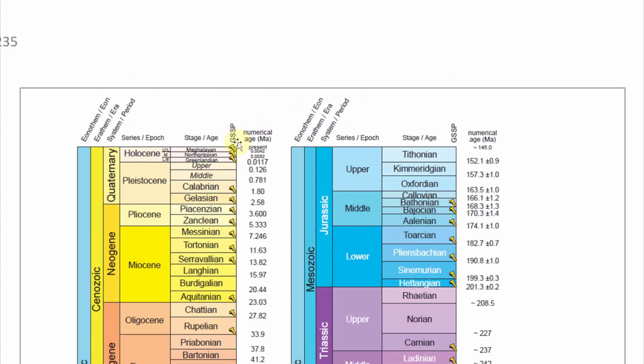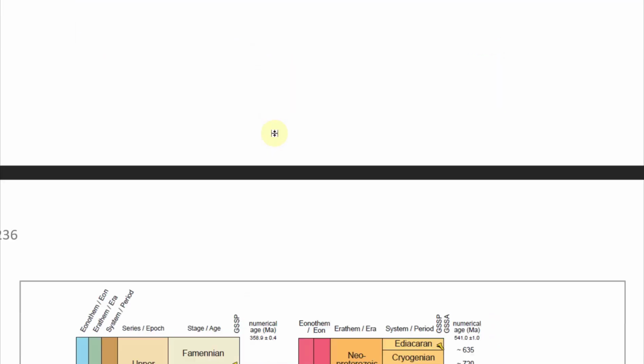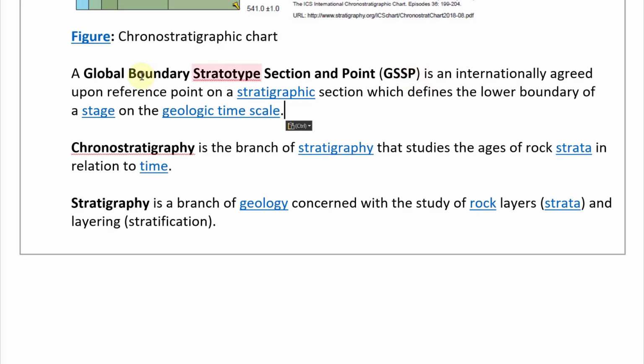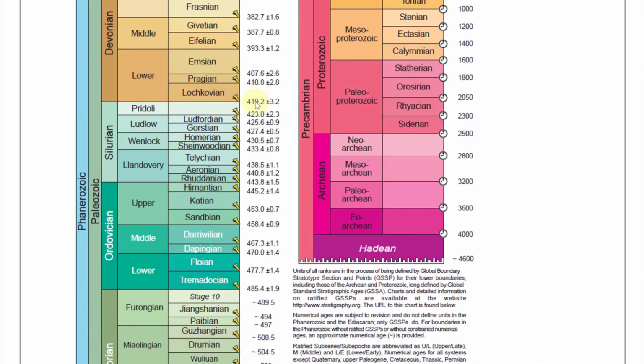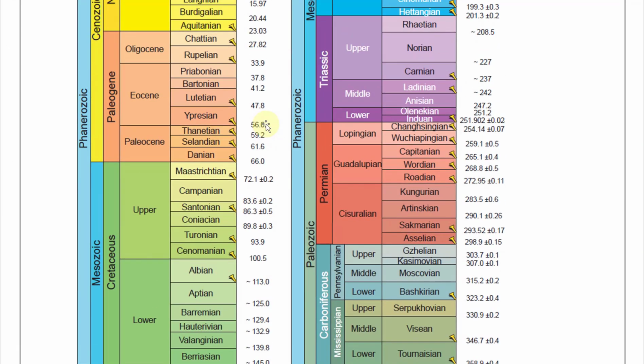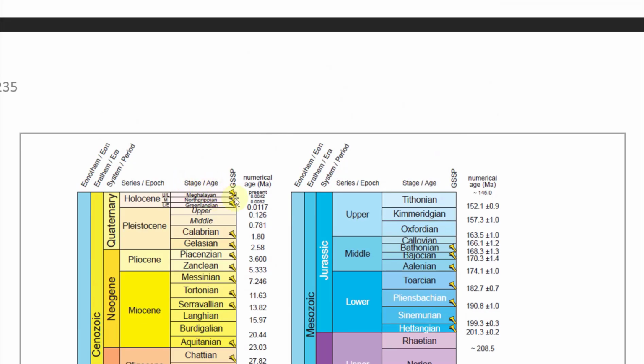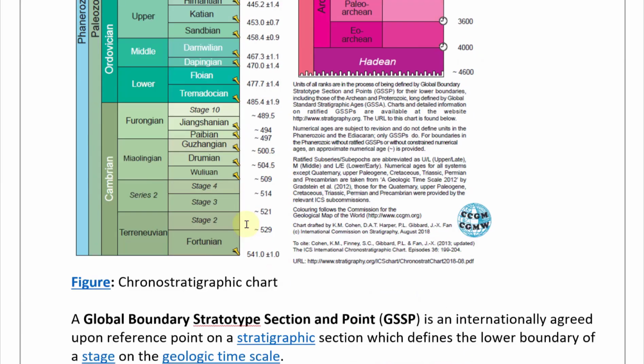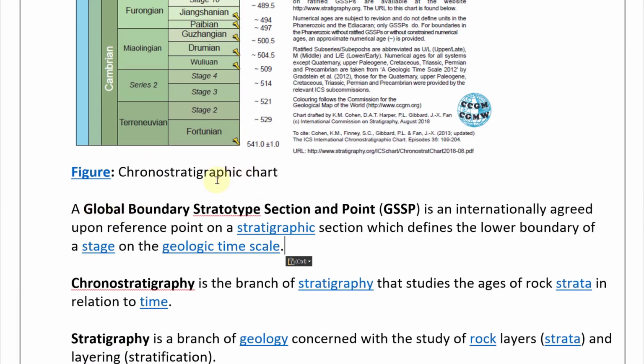Yeah, and another note here is this right here, GSSP. So this is the stage, and now we have these checkpoints in between each of these that divides the stage, and there's the numerical age in millions of years ago. And if we just scroll over here, the GSSP, a global boundary stratotype section and point, is an internationally agreed upon reference point in a stratigraphic section which defines the lower boundary of a stage on the geological timescale. So you have the stage or age right there, and so at this point at the lower boundary. And continue further. So let's just read up on the chronostratigraphic chart here.